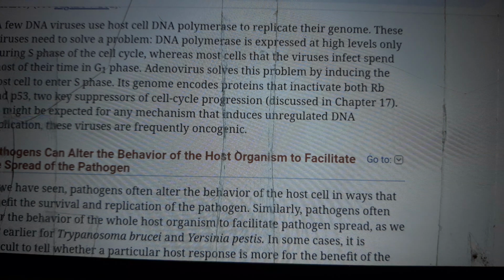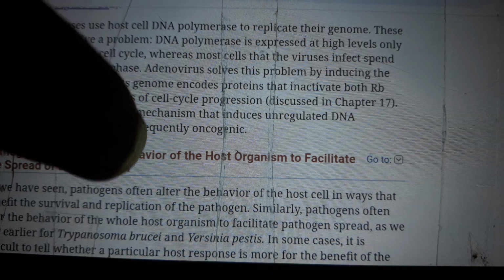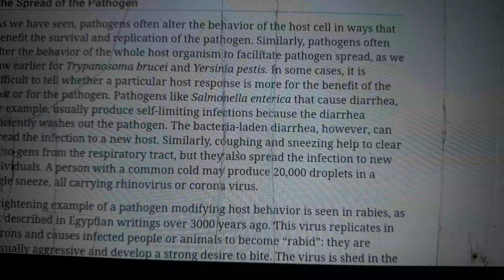Adenovirus solves this problem by inducing the host cell to enter S phase. Its genome encodes proteins that inactivate both RB and p53, two key suppressors of cell cycle progression. As might be expected for any mechanism that induces unregulated DNA replication, these viruses are frequently oncogenic.